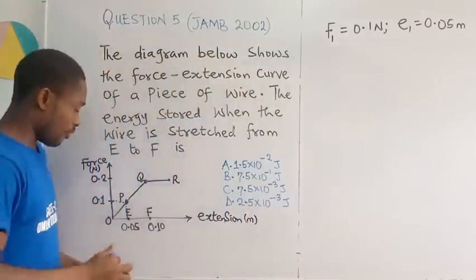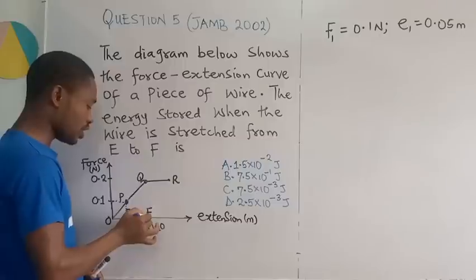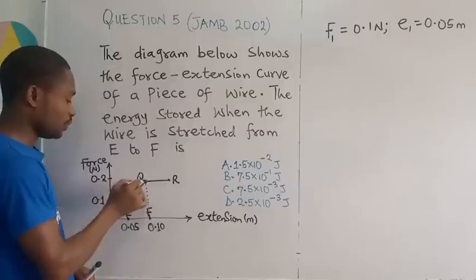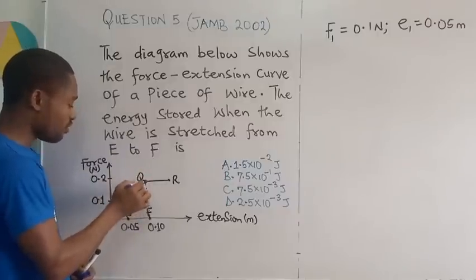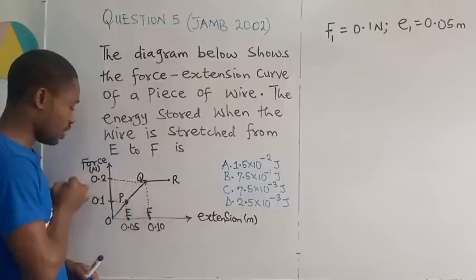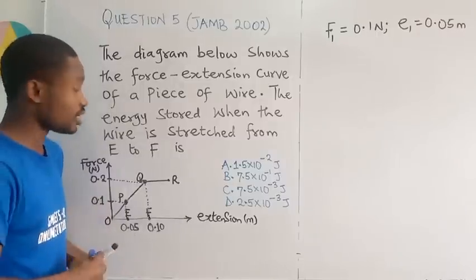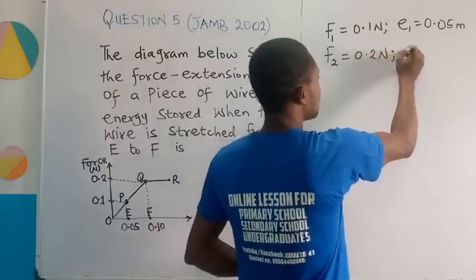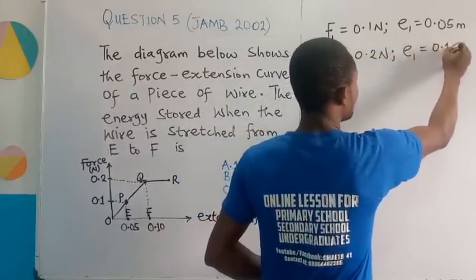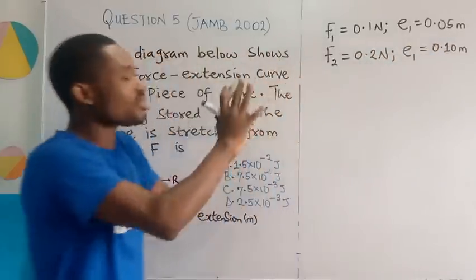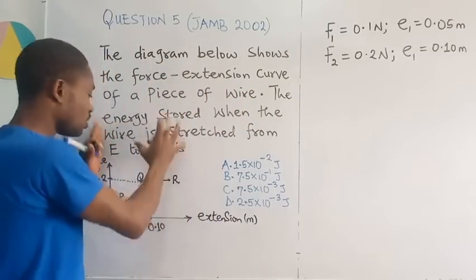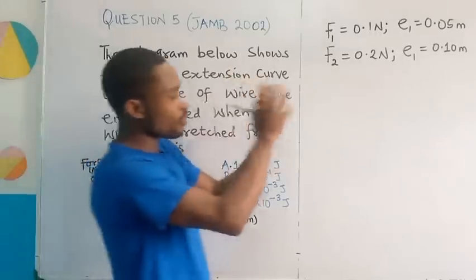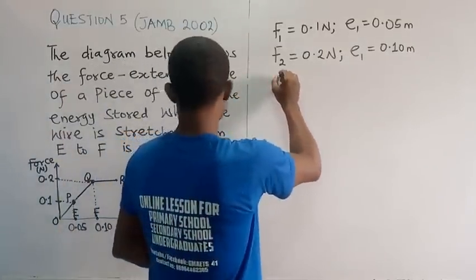Then, if you do the same for point F, you notice, from this point, if you take it up to the curve, it touches the curve at point Q. Once it touches the curve, you can now move it to the vertical axis, that's the force axis, to get the equivalent force, which is 0.2 Newton. So we could say that with a force, F2, of 0.2 Newton, the extension produced is equal to 0.10 meter. Now this is the data that we can get from this curve given in the question. And so with this information, we are asked to find the energy stored.